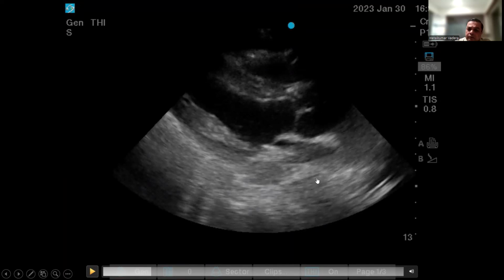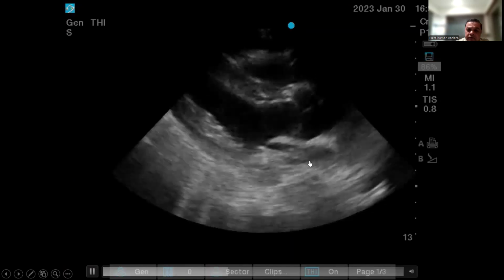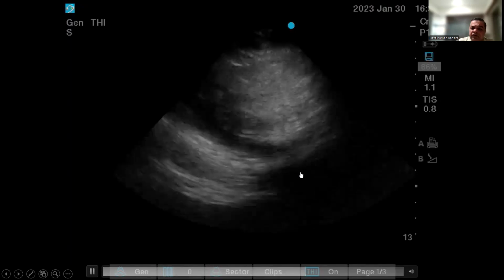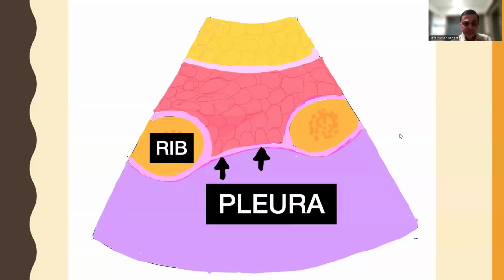But if you find any fluid below the aorta, this is the abdominal aorta. If you find the collection here below the aorta, then there are chances that it is a pleural effusion. So you can differentiate between pleural effusion and pericardial effusion with this. Here you can see this is the aorta. By that you can differentiate between pleural effusion and pericardial effusion.